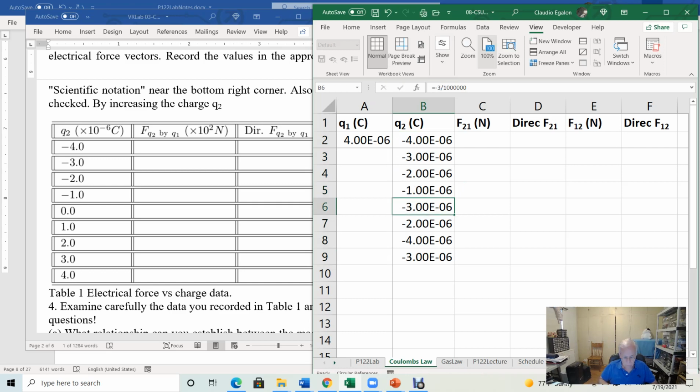If the charge is 0, there is no force, then it becomes 1. Let's see if I can get it. Nope. Two, 3, 4, all the way up to 4. So what we're going to do is experiment with the Coulomb force.